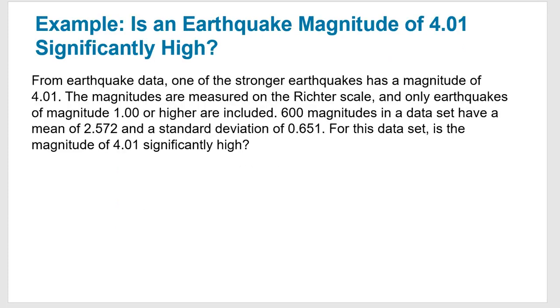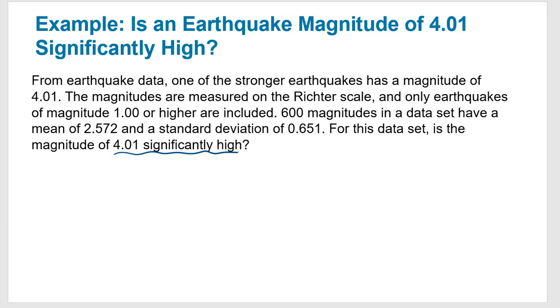All right, so here's an example. If there's an earthquake, and it says one of the stronger earthquakes has a magnitude of 4.01. And again, you don't have to know anything about the Richter scale or how it works. So if we have an earthquake that's 4.01 on the Richter scale, would that be considered significantly high?